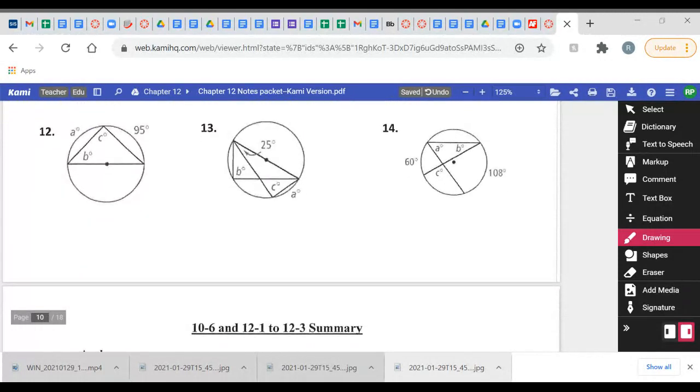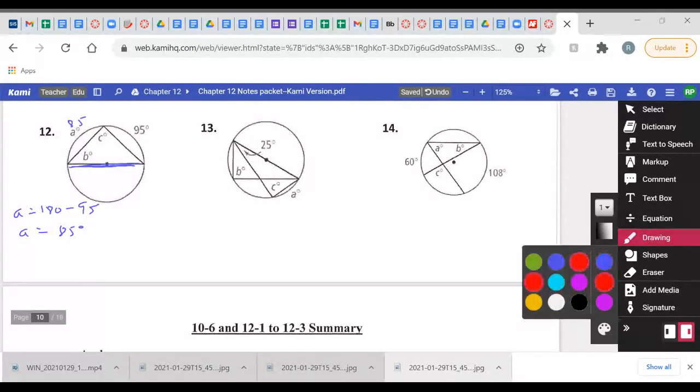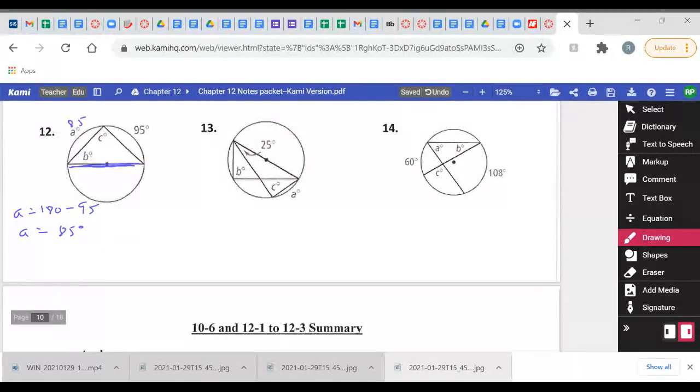All right, last few here. So on number 12, I can see that arc A has to be, since this is the diameter, which is half the circle, then I know that A is 180 minus 95, which gives us 85 for A. All right, and then B, I can tell, is an inscribed angle that meets up with the arc 95. So I know it has to be half of that. So B is equal to 95 divided by 2, which is 47.5.